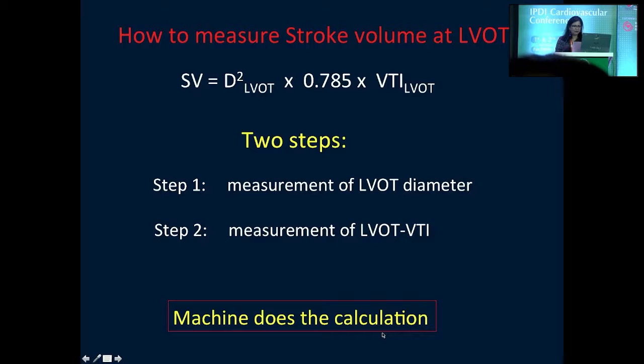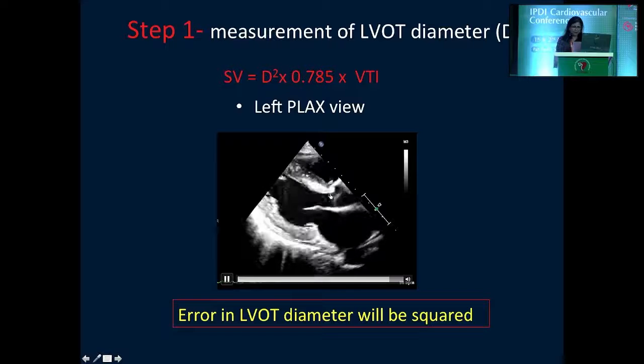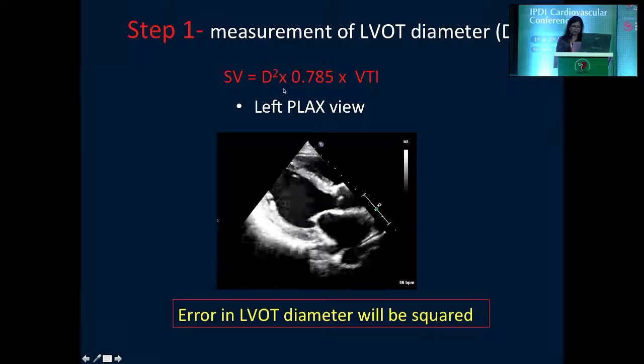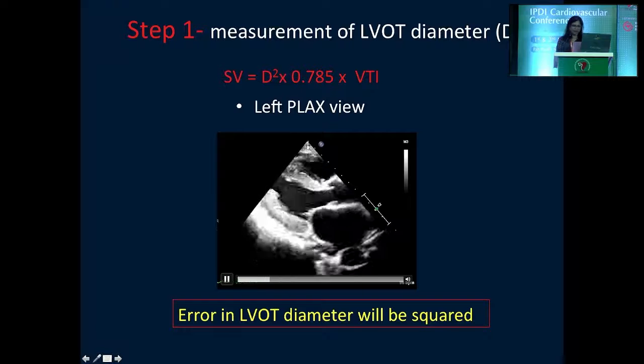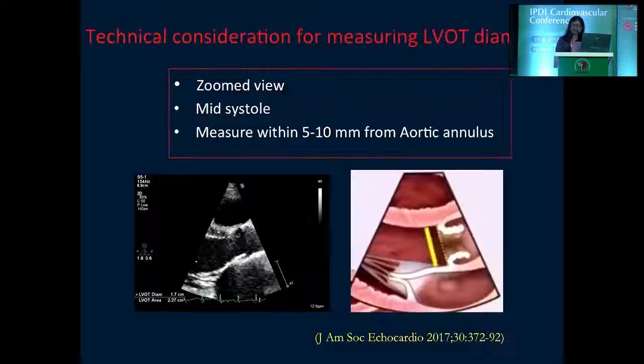So for the LVOT diameter, we go to the parasternal long axis view. Here is the LVOT. Now, see, the D gets squared. So that is why the formula is important. You have to be very careful, because any error of a millimeter will get squared. So what are the technical considerations we need to take while measuring the LVOT?